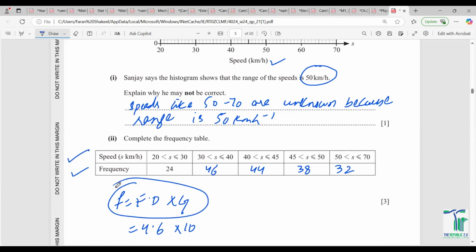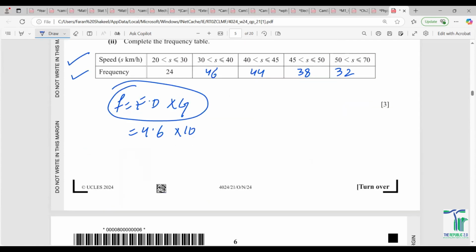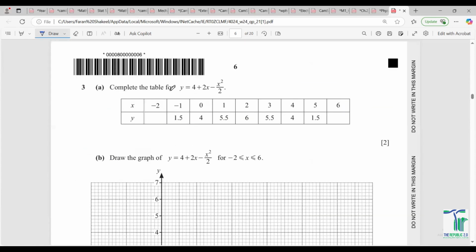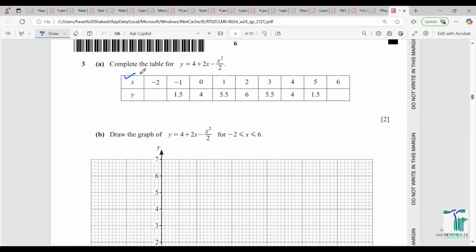You need to remember this formula. After this, you've got to complete the table for y is equals to 4 plus 2x minus x square upon 2. First of all, you've got the value of x as -2. So आप क्या करेंगे? You just need to plug that value of x in the above equation and you'll get y. So y is equals to 4 plus 2 times -2 minus -2 का square divided by 2. If you're going to solve it down, 4 minus 4 minus 4 divided by 2, and that would eventually become -2.